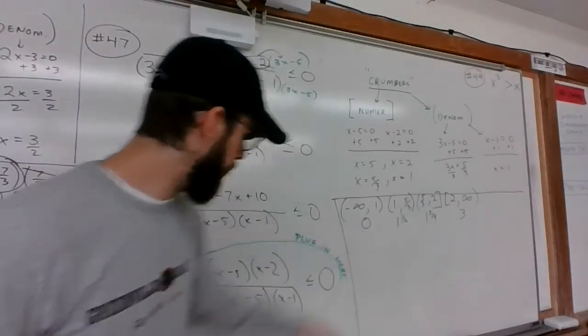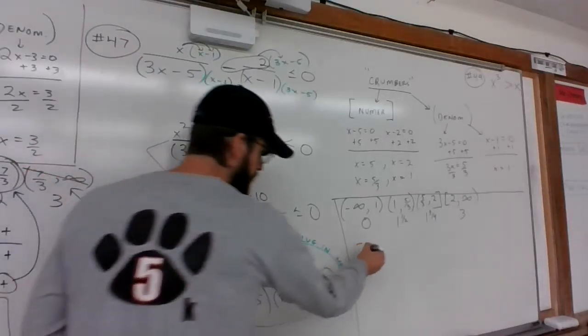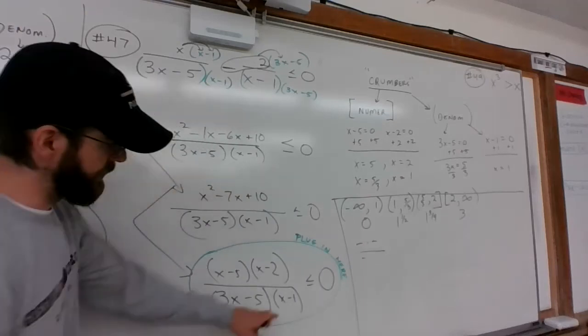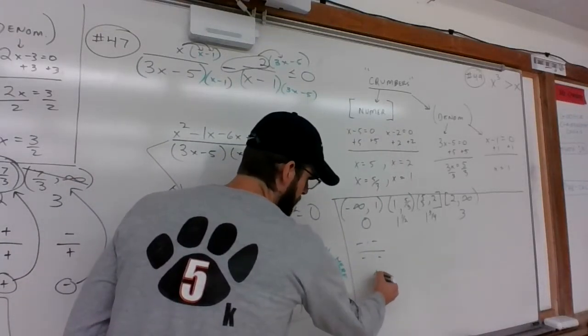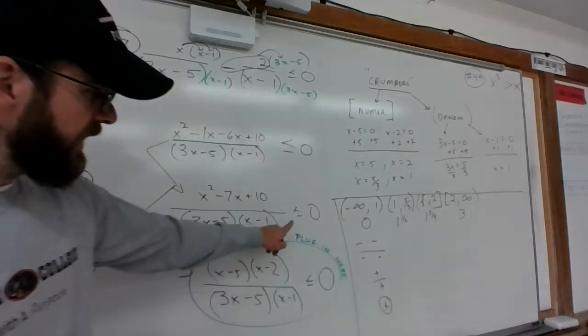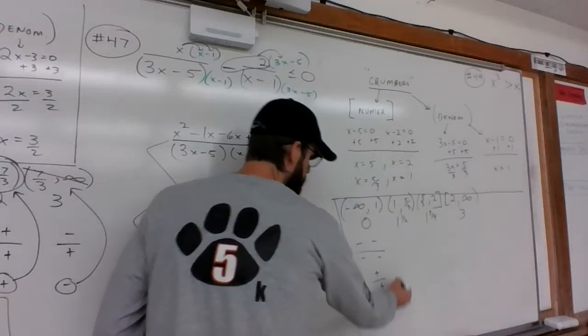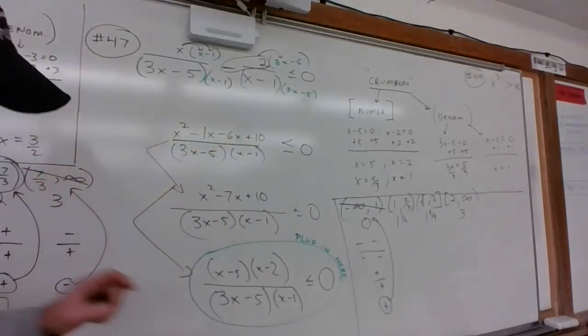So plugging in 0. 0 minus 5, negative. 0 minus 2 times a negative over 0 times 3, 0 minus 5, negative. 0 minus 1, negative. Which is a positive over a positive, which is positive. Oh, we need less than or equal to 0. Sorry.